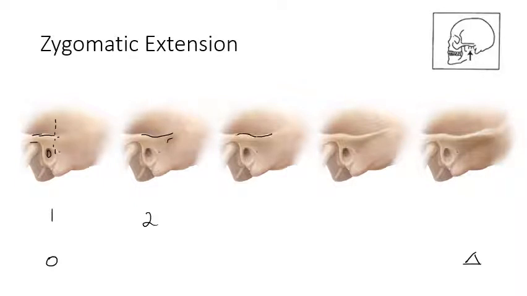Number 3, it's progressed much further. Number 4, we're starting to see this become very pronounced and robust. And of course, number 5, we have a very robust feature here. Another highly masculinized feature. So we look at the skull, we look at that zygomatic extension, and we rate it.